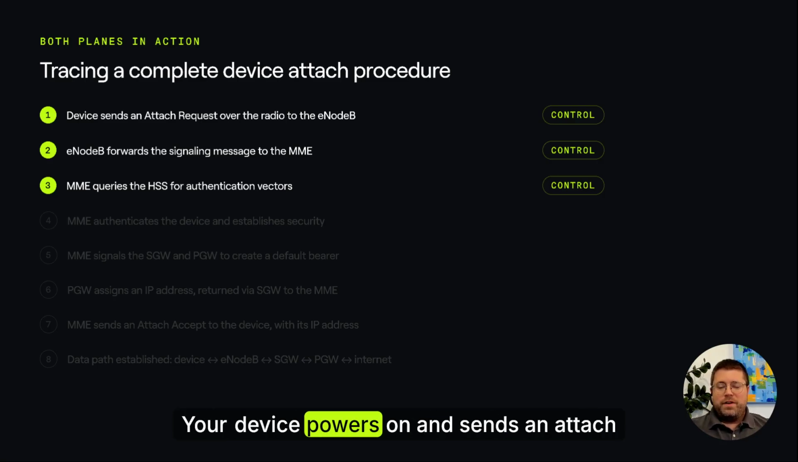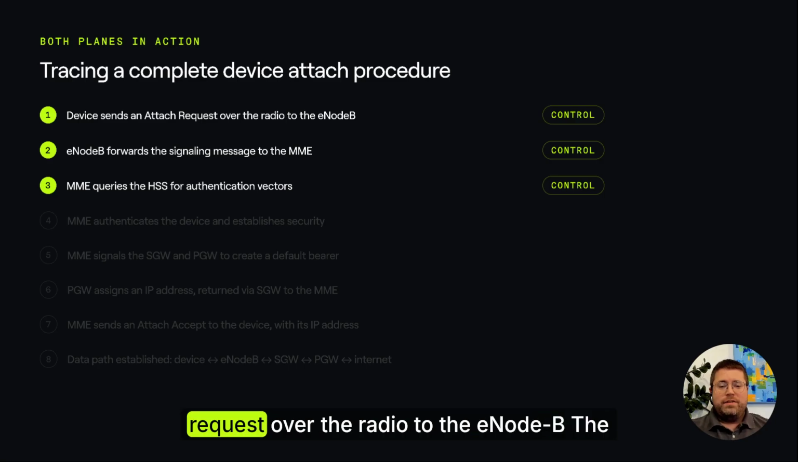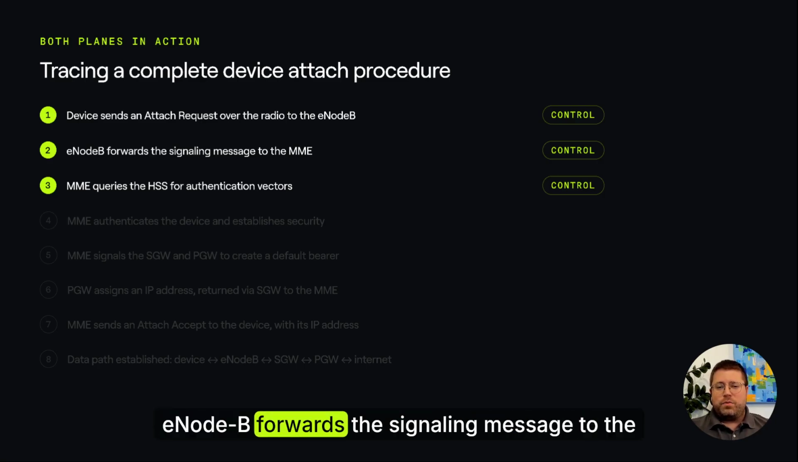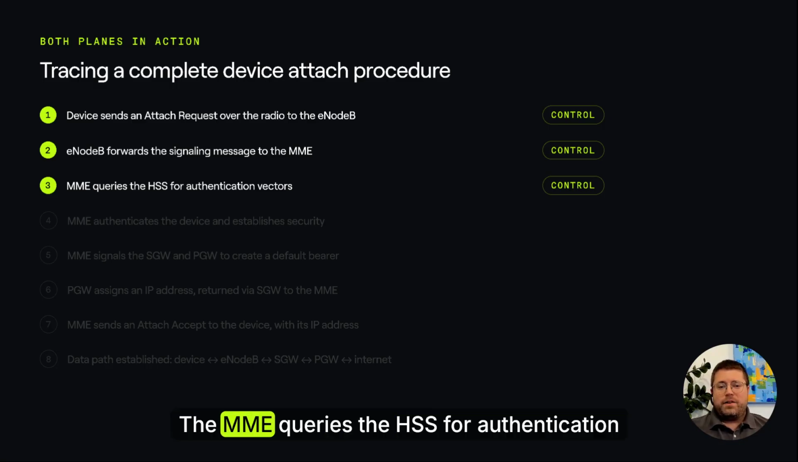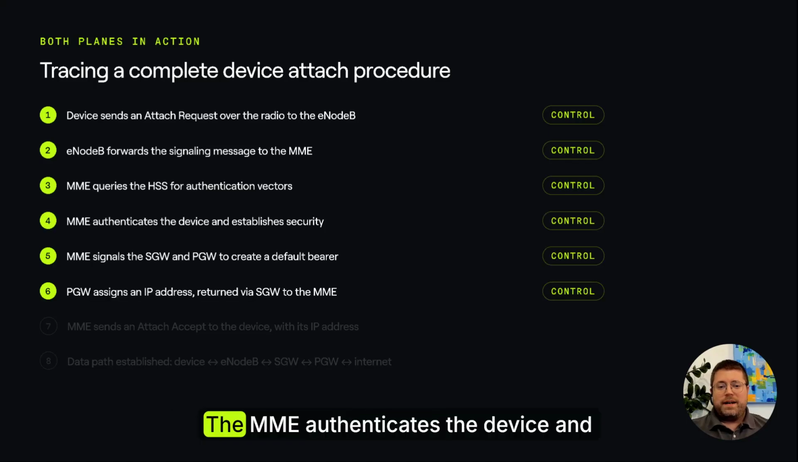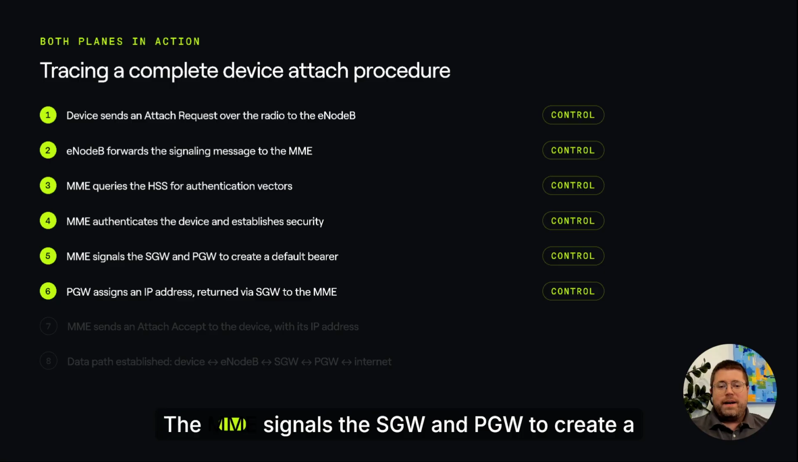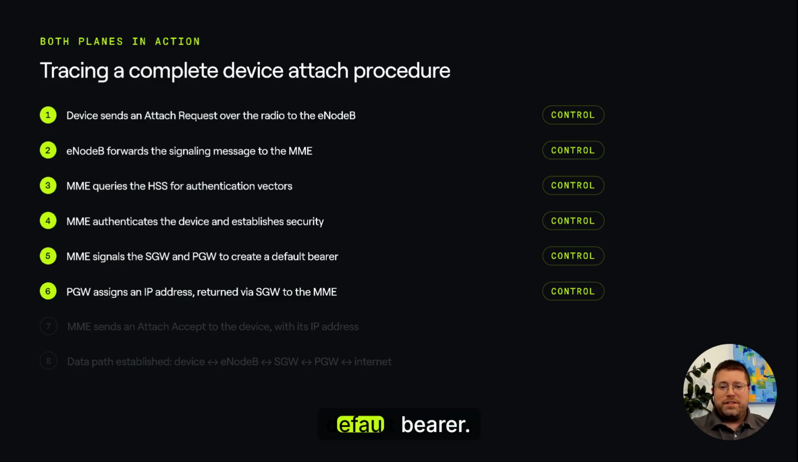Your device powers on and sends an attach request over the radio to the eNode B. The eNode B forwards the signaling message to the MME. The MME queries the HSS for authentication vectors. The MME authenticates the device and establishes security. The MME signals the SGW and PGW to create a default bearer. At this point, the control plane is orchestrating the user plane setup.